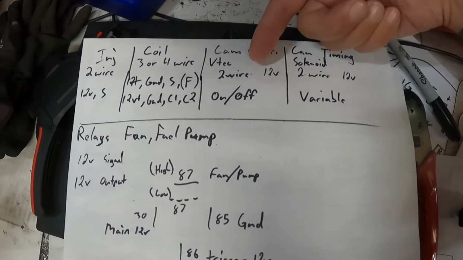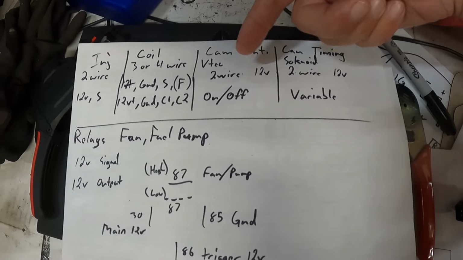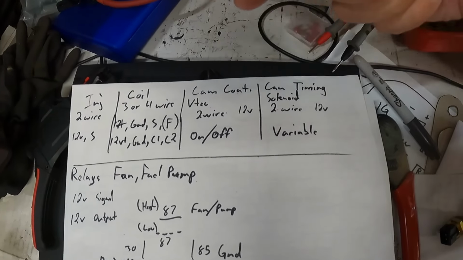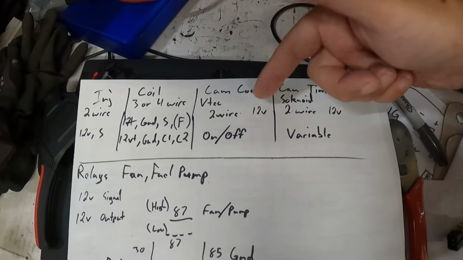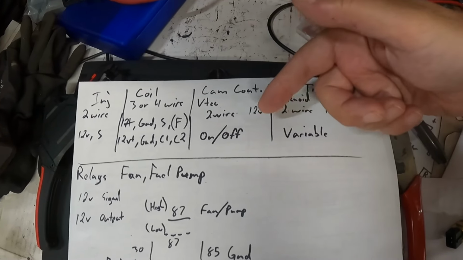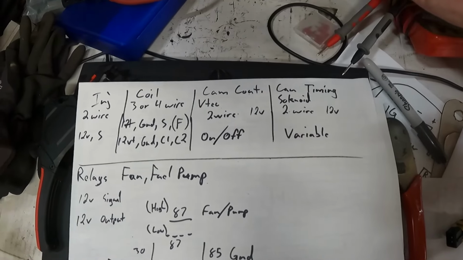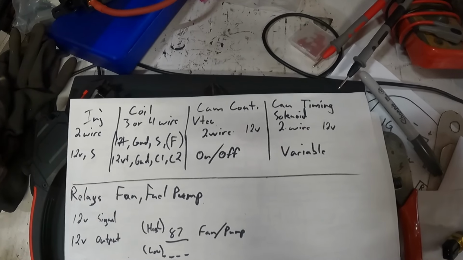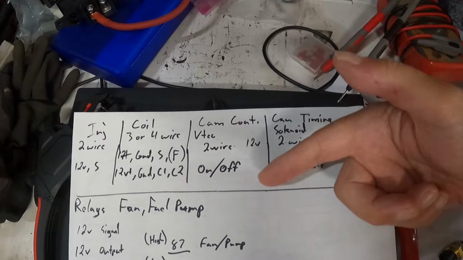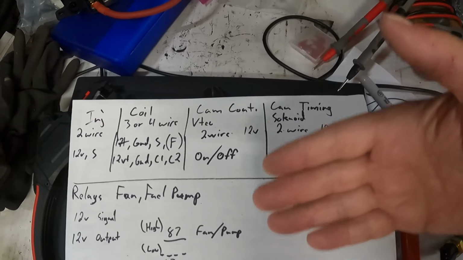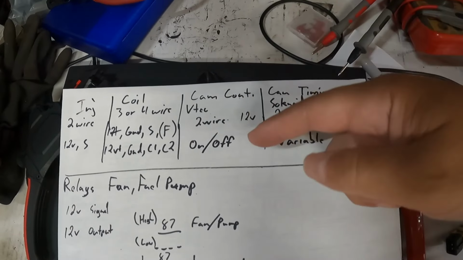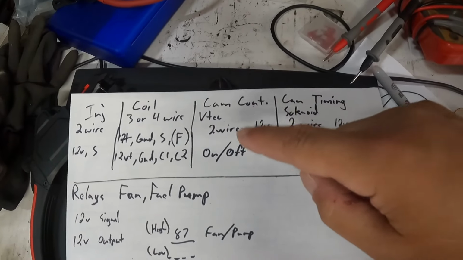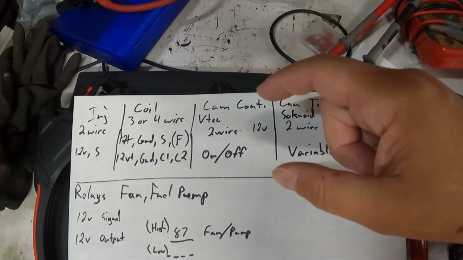For your cam control, again, this is VTEC. It's like a switch, so it's on or off. You typically have a 12-volt and a ground wire. So when you want to get on the high cam, you just send it 12 volts. We're on the high cam. If you want to go back to the low side, you turn it off. Whenever you need to cross that VTEC barrier or what have you, that's how the VTEC solenoid works to turn it on and off.